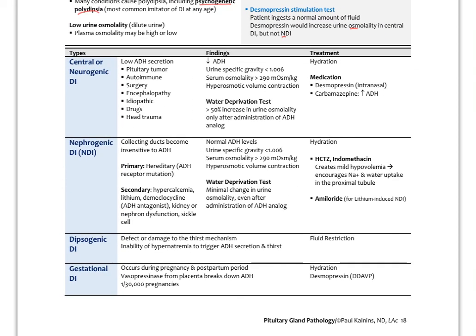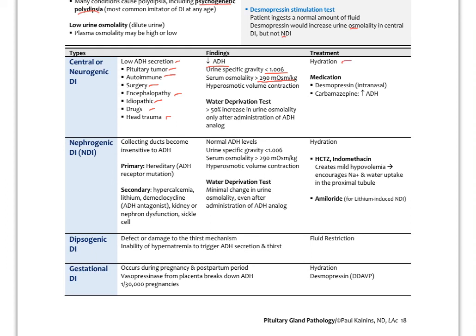So going through our different types of DI again, central or neurogenic DI: low ADH secretion from pituitary tumors, could be autoimmune, post-surgery, encephalopathy, could be idiopathic, different drugs, or head trauma. We're going to find low ADH, a low urine specific gravity, and often normal or slightly elevated serum osmolality. Serum, again, serum and plasma, we use those terms interchangeably in these cases. Hyperosmotic volume contraction. And then the water deprivation test will show a greater than 50% increase in urine osmolality only after administration of the desmopressin.